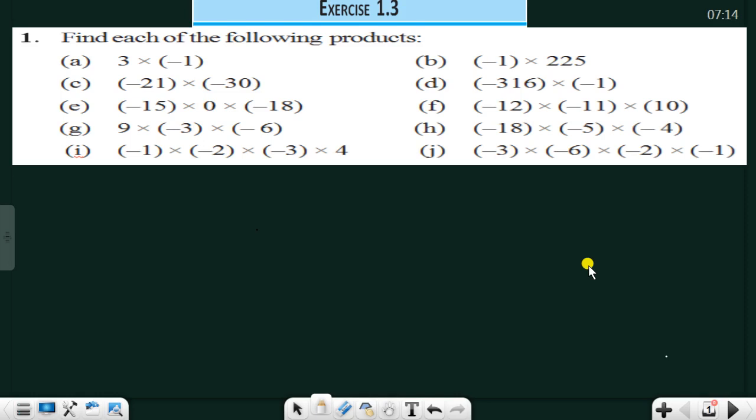Hello everyone. Today we shall discuss exercise 1.3 question number 1. Find each of the following products. Let us find. The first one is number A.